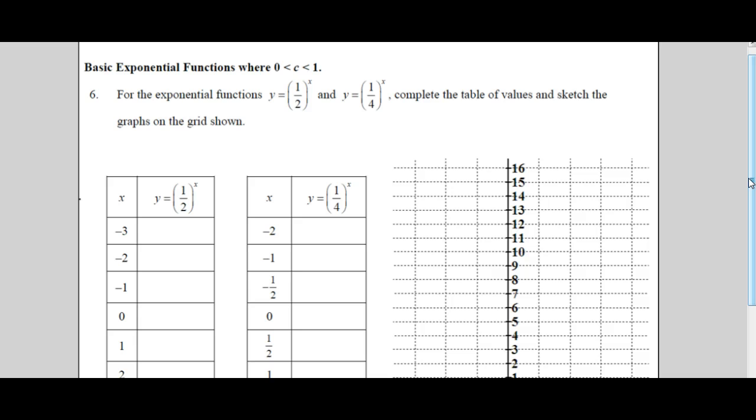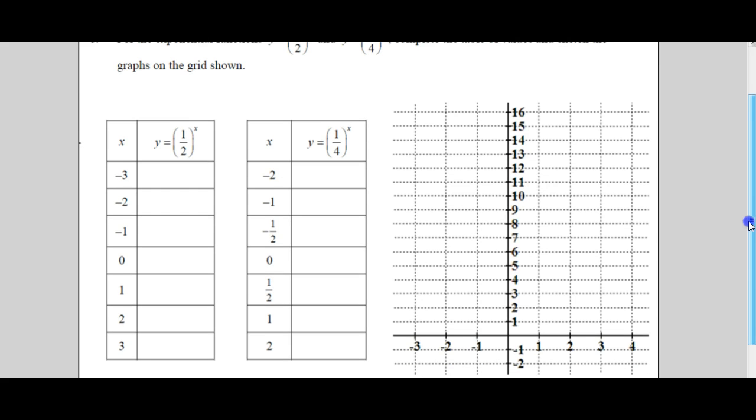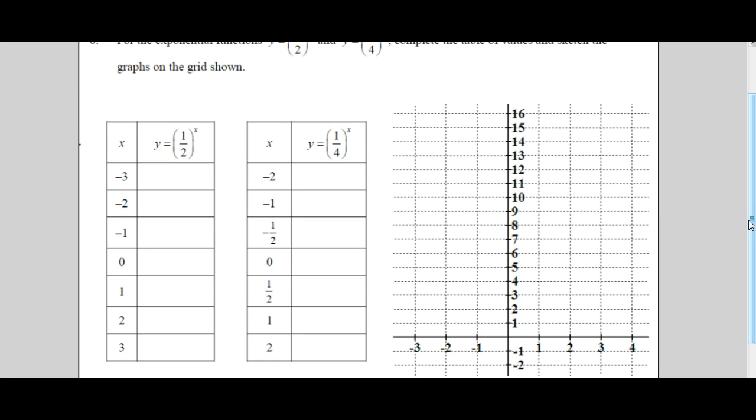For the exponential functions y equals 1/2 to the x and 1/4 to the x, complete the table of values and sketch the graphs on the grid shown. Okay, I'm going to do the values for you. So 1/2 cubed is going to be 1/8. 1/2 squared is 1/4. 1/2 to the 1 is 1/2. 1/2 to the -1, flip the half, it becomes 2. So this is 2, this is 4, this is 8. For the other one, this is 1/16, this is 1/4, 1/2, 1, this is 2, this is 4, this is 16.